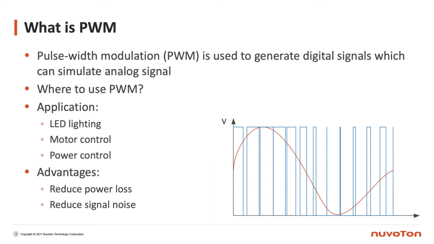Another advantage is that PWM can reduce noise. PWM only generates on-off signals, and other noise would be filtered. It would not cause motor instability and energy loss.